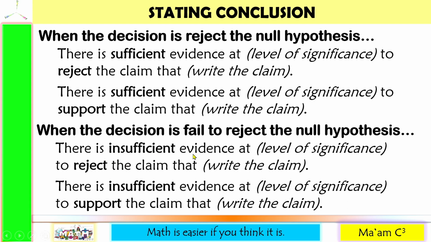The reason that you fail to reject is because you have insufficient evidence. So you will state there is insufficient evidence at, let us say, 0.01 level of significance to reject the claim that men prefer engineering courses than women. Or you may also say there is insufficient evidence at 0.01 level of significance to support the claim that men prefer engineering courses than women. Take note that the decision is based on the null hypothesis.